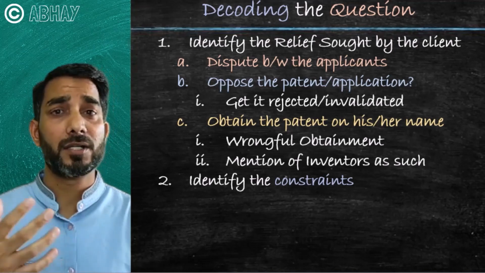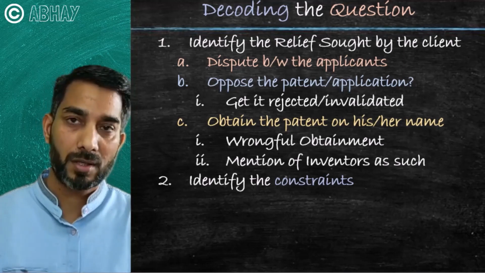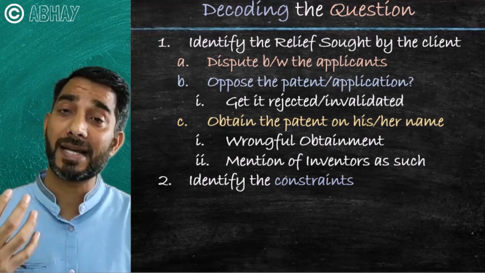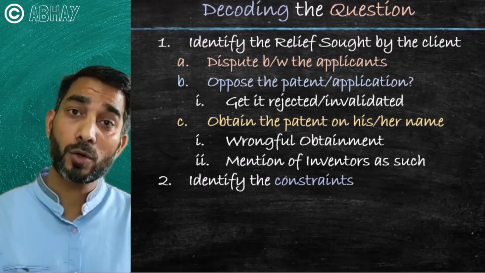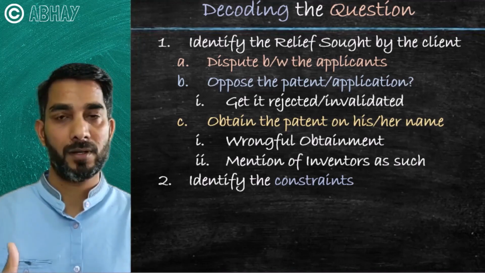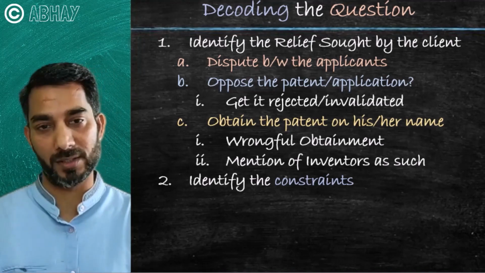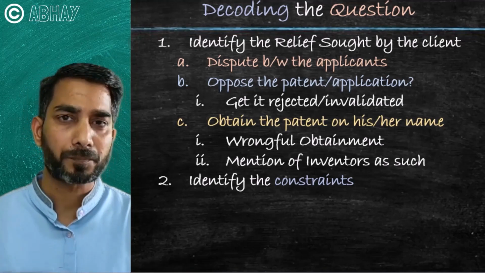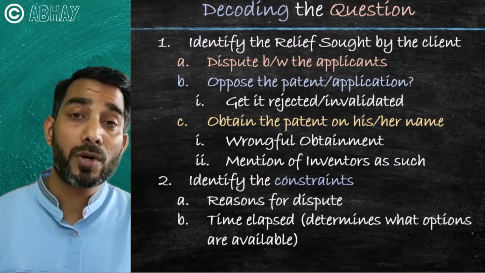For instance, your client may want to oppose the patent or the application. Now, by opposing the patent, the client may want to completely get it rejected or invalidated, or obtain the patent in her name, or get his name mentioned as the inventor, right? Now, what are the constraints that we are talking about?